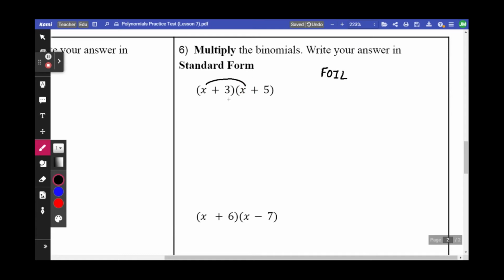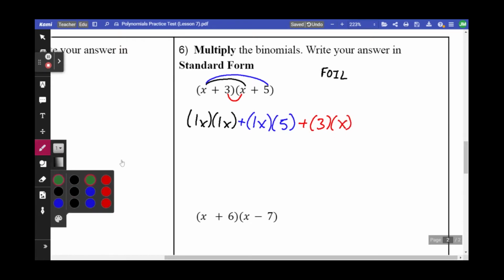So we're going to multiply x times x. You can write in some coefficients too. So 1x times 1x. Then we can move on to the outer terms for the O. So I'll just put plus between all of these, and we have 1x times 5. Then the I is for inner, so we can multiply 3 and x together. And then the last terms here, L is for last, 3 times 5 are going to be my number terms. So plus 3 times 5.